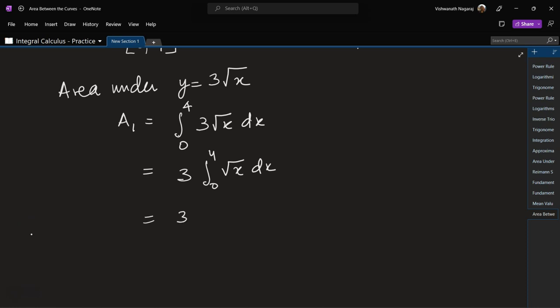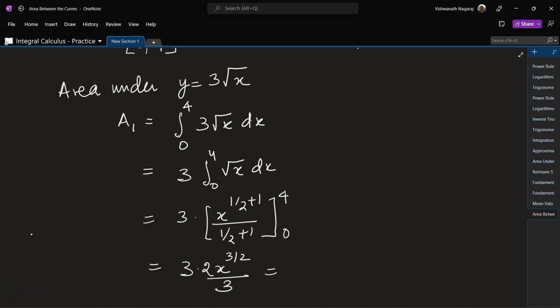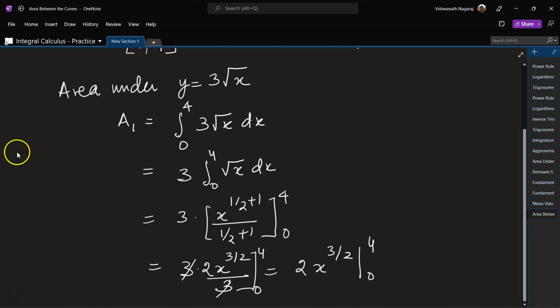Okay, now let's integrate: 3 times x to the power of 1 by 2 plus 1, by 1 by 2 plus 1, 0 to 4. So we get 3 times x to the power of 3 by 2 by 3 by 2, which we can write as 2 by 3. So this gives us 3 and 3 cancels, and remember this interval is there. 2 x to the power of 3 by 2 in the interval 0 to 4.